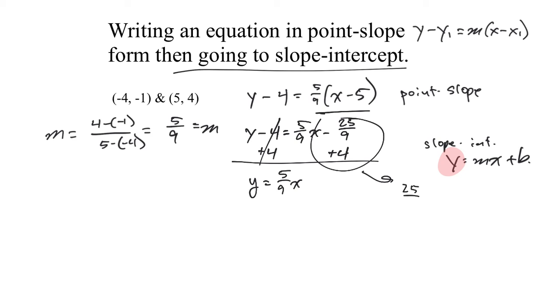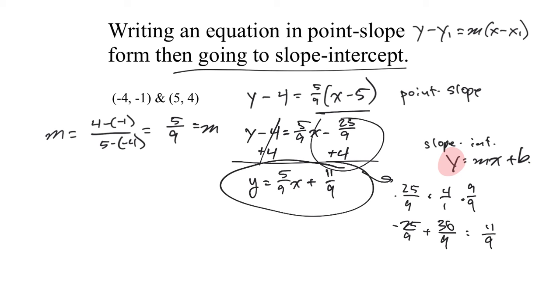I get negative 25 over 9 plus 4 over 1. We need common denominators, so now I have negative 25 over 9 plus I multiply the top and the bottom by 9, and I get 36 over 9. Negative 25 plus 36 equals 11 over 9. Final answer.